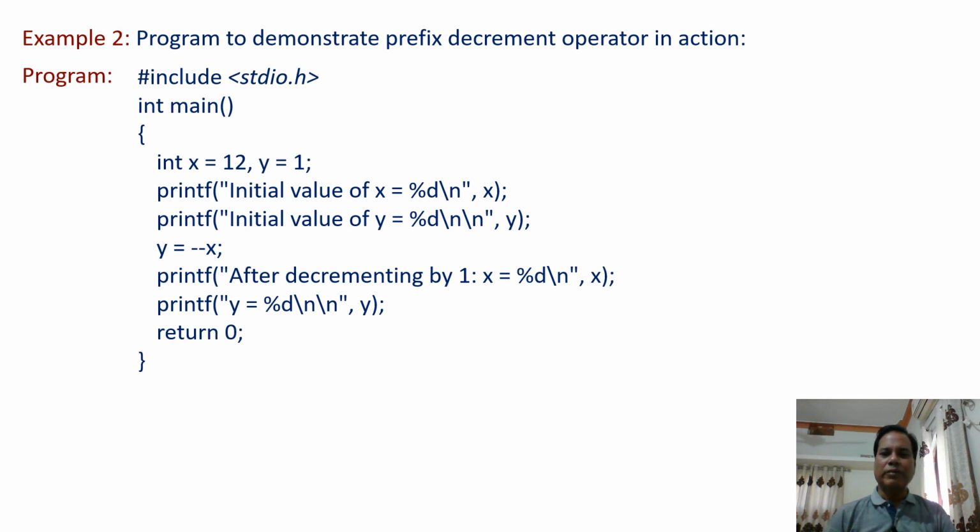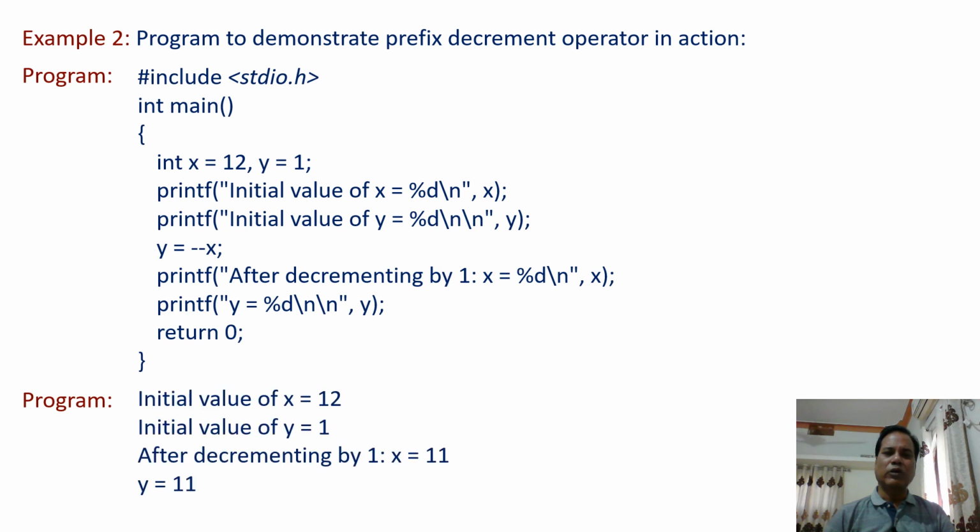So after decrementing by 1, x equal, and the value of variable x gets printed at this point. In a similar way, using the printf statement, y equal to percentage d. So at percentage d, the value of y gets printed. So when we run this program, we get the output like this one.